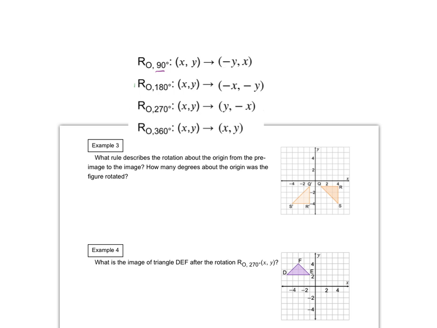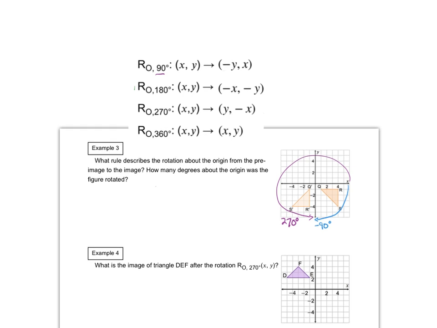So let's see, we started off here, this is my pre-image, and then we either went this direction, which would be 270 degrees positive, or maybe you look at that and say, well, technically I went 90 negative. We just need to know that this is going to be my mapping rule right here. So it should be (x, y) mapped to (y, -x).